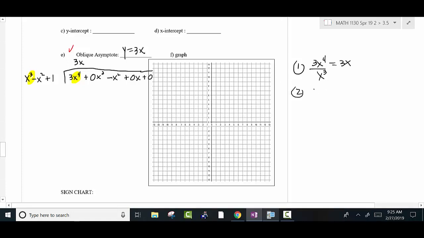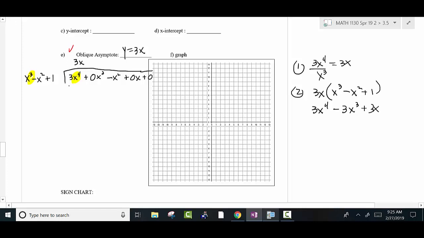Second thing is you take the 3x and you distribute it through the x cubed minus x squared plus 1. So that's going to be 3x to the fourth minus 3x to the third plus 3x. And you just record that under the like term.